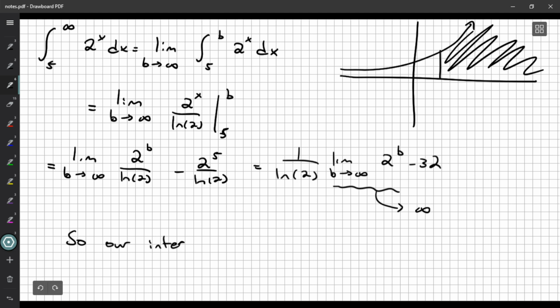So our integral diverges. It does not settle down to one particular value. So there we go. We're all done.